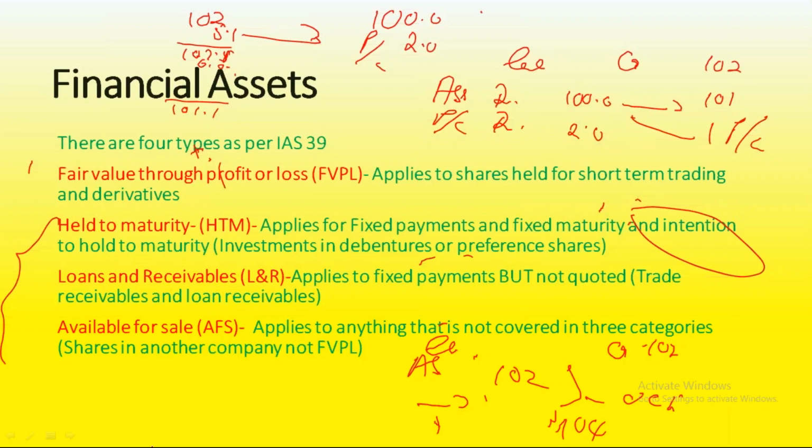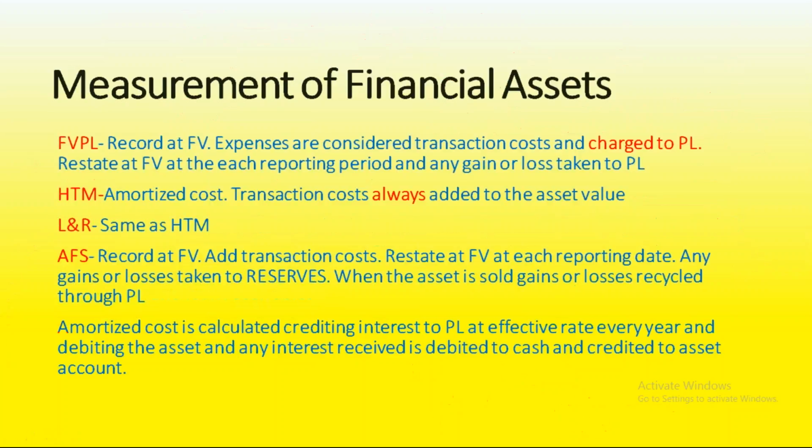These are in the financial instrument. These are the tricky areas which we need to know and do very well. Measurement of financial asset, as we discussed, fair value to profit or loss, initially transaction cost charged to the P&L. Other trade, it is always added to the asset value, 100 plus 2, 100 plus 2, 100 plus 2, right? And then restate at each reporting date any gains or losses taken to other comprehensive income. The fourth one, when the asset is sold, gains or losses recycled through P&L.